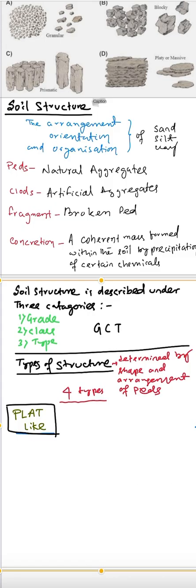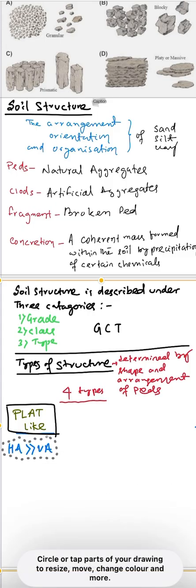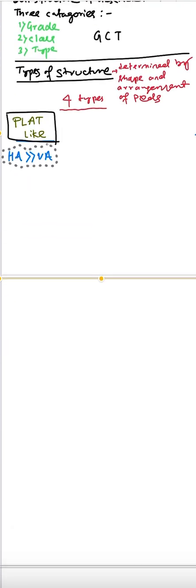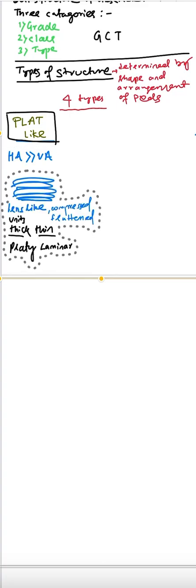Here you can see the horizontal axis is much more developed as compared to the vertical axis. These plate-like structures are lens-like because they are compressed. Why is it compressed? Because the vertical axis is less developed and it is more flattened. And if the units or layers are thick in nature, it is called platy, and if the layers are thin in nature, it is called laminar.